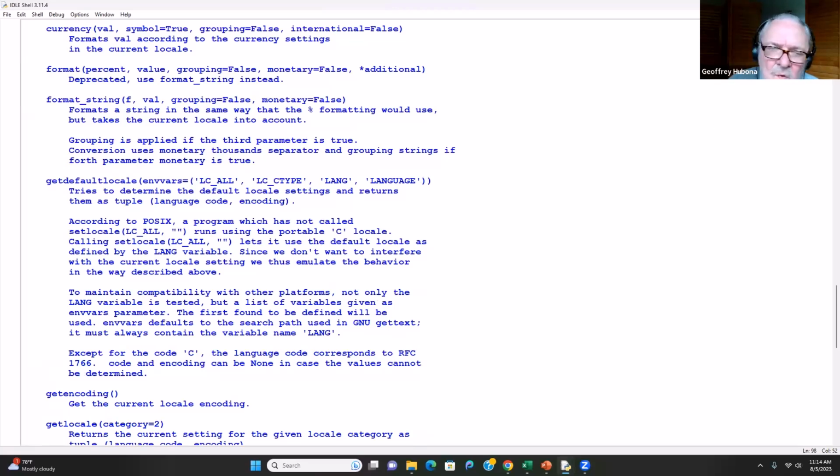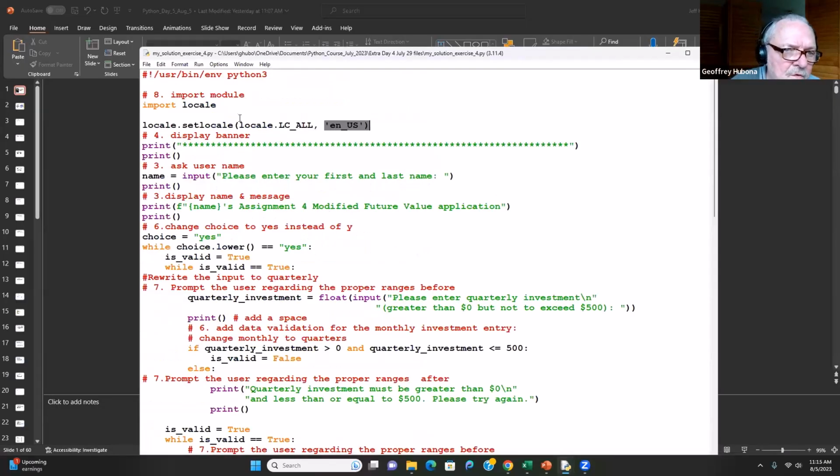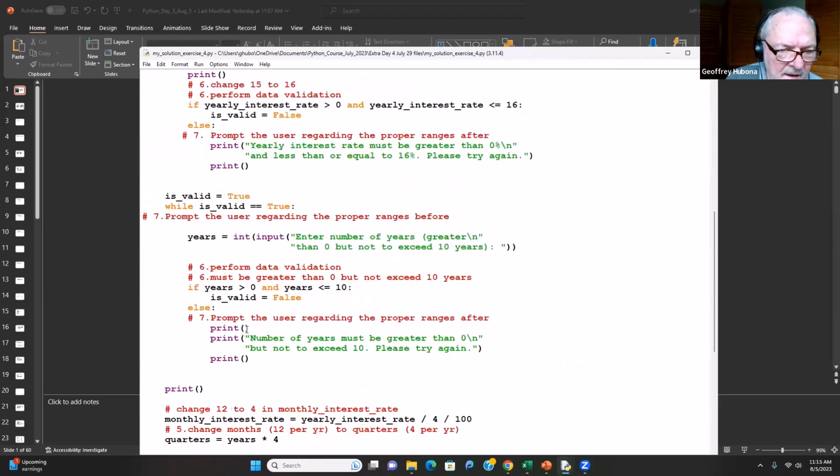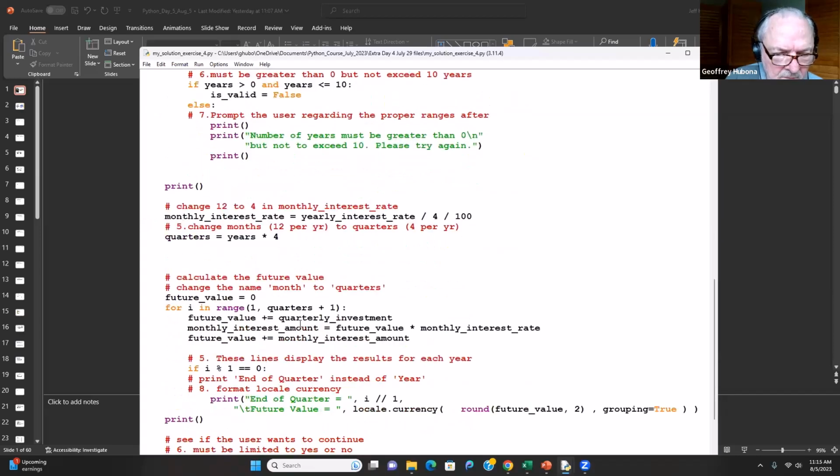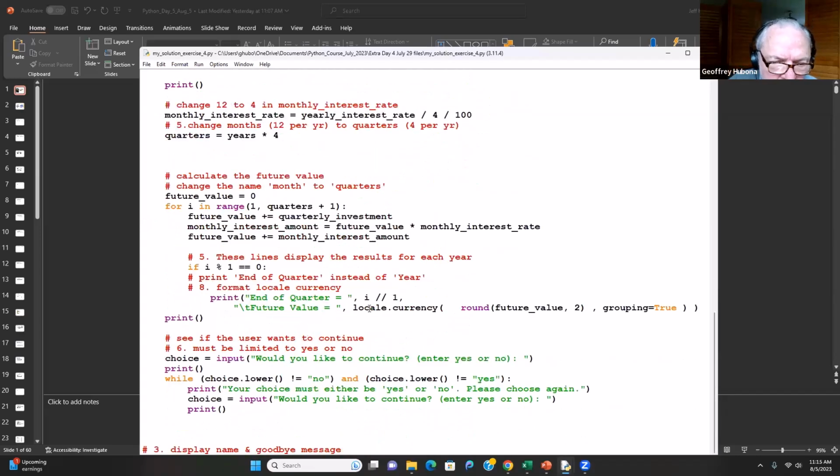But to generally answer your question, what you're doing here is telling it up here, you're declaring what sort of formatting you want, where you are. And then down here, I'm actually invoking the type of formatting that I want through this function, locale.currency.